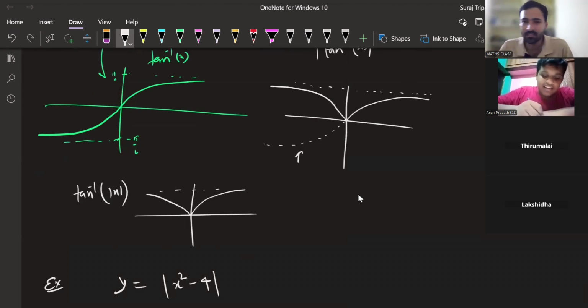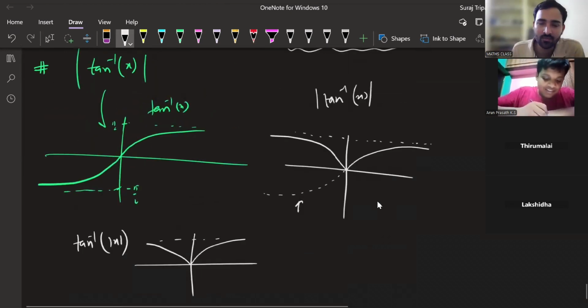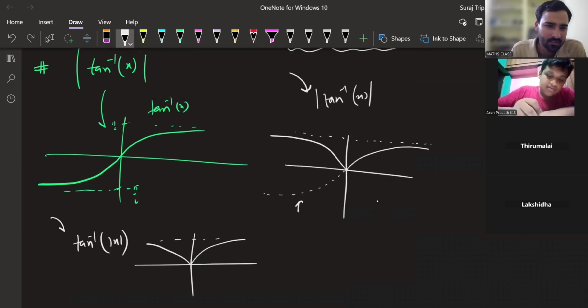You can just try these two examples. Okay, this one and this one. Try to find out the graph of both the functions. You will get the same. You can also just find out.